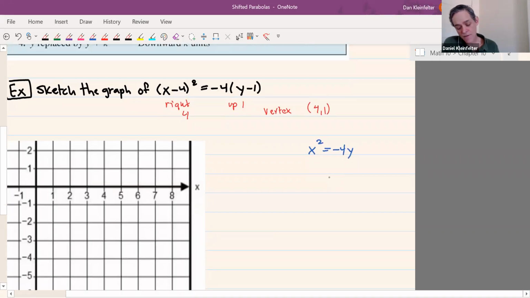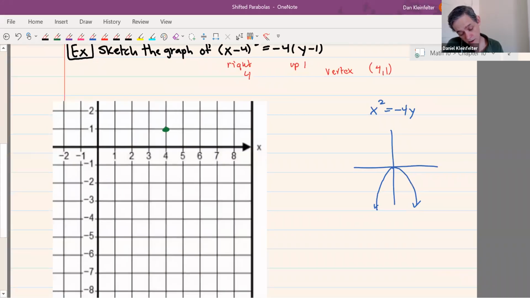Okay, the graph of x squared equals negative 4y, this one, the x is squared, so it's opening either up or down. And since its coefficient of y is negative, it's going to have to open downward. So the graph of x squared equals negative 4y would look roughly like that. But this one is going to have its vertex at the point 4, 1. So we'll start working on that on our grid.